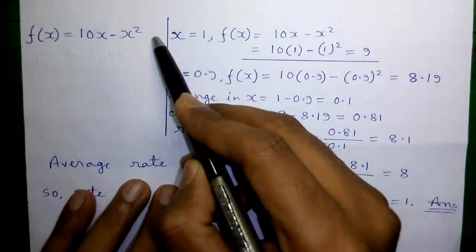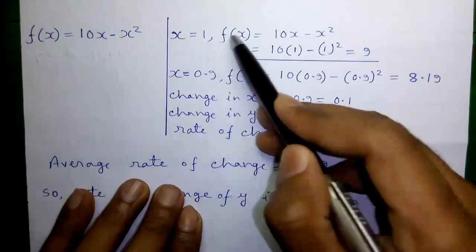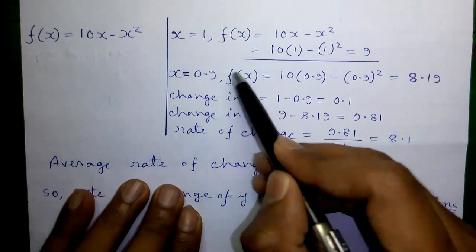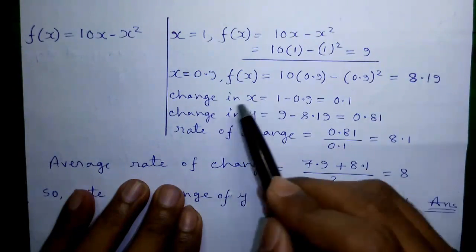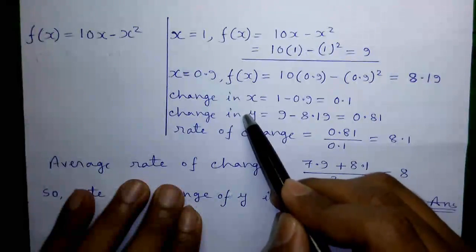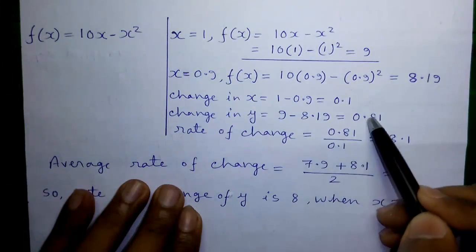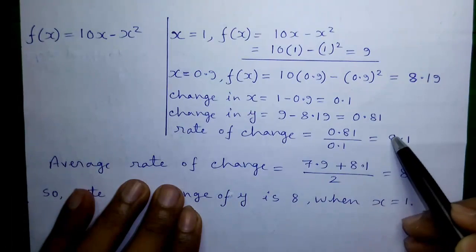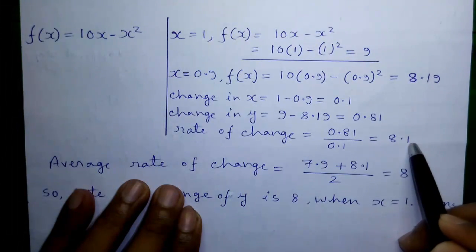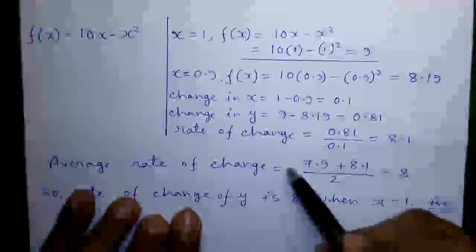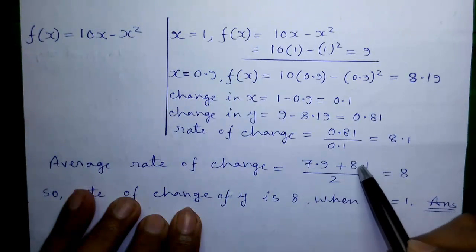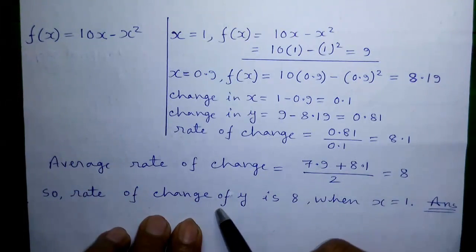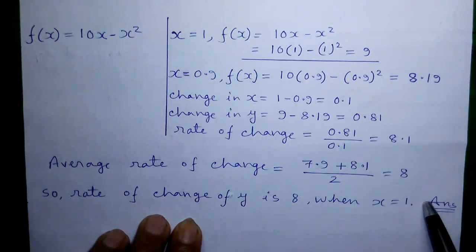Again, check for decrement also. This is our function. When x equals 1, f of x is 9. When x is decreased by 0.1, that is 0.9, f of x becomes 8.19. So the change in x equals 0.1, and the change in y, previous value minus new value, is 0.81. So the rate of change is 0.81 divided by 0.1 equals 8.1, again close to our original value 8. So the average rate of change is 7.9 for increment plus 8.1 for decrement, divided by 2, equals 8. So the rate of change of y is 8 when x equals 1.